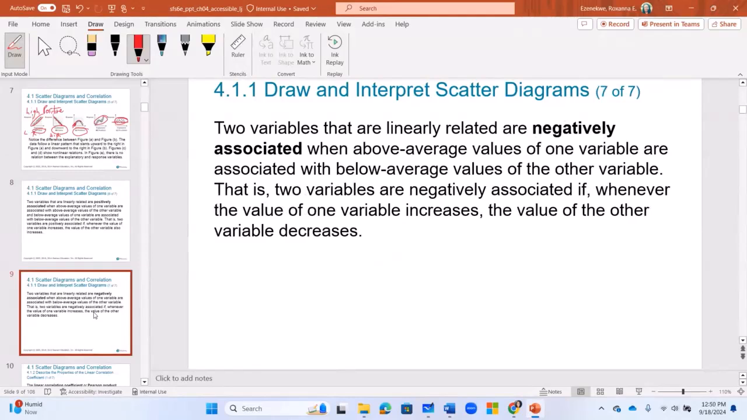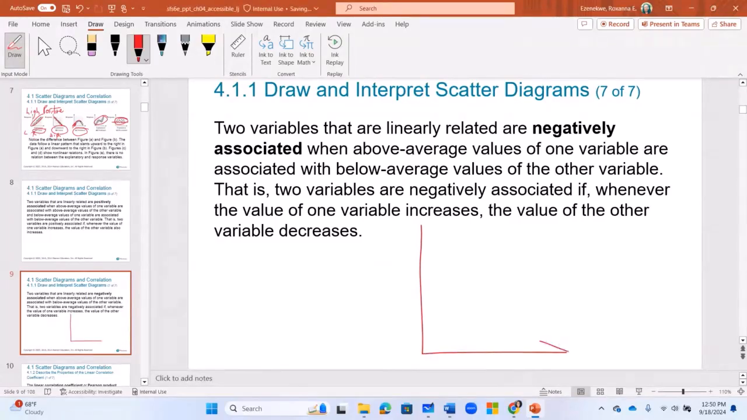I already talked about having a negative association. So 2 variables can have a negative association, and that means the line of best fit is negative. You can read this: 2 variables that are linearly related are negatively associated when above average values of one variable are associated with below average values of the other. That is, 2 variables are negatively associated if whenever the value of one variable increases, the other one decreases. This is what it's saying.